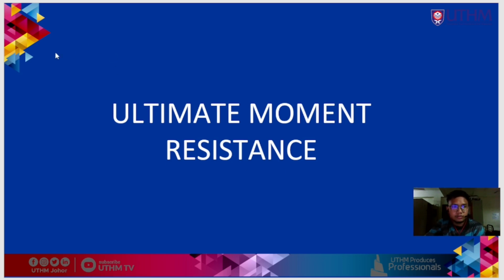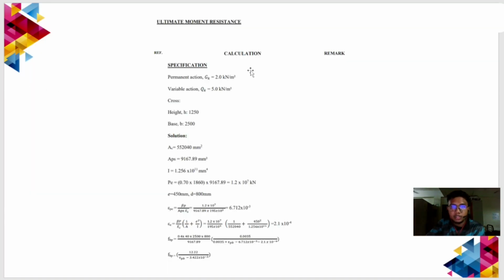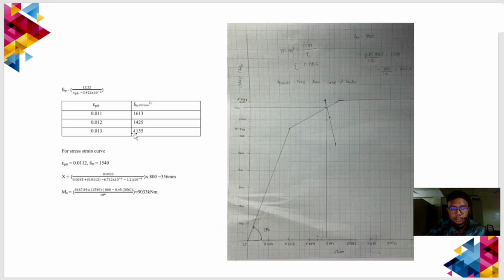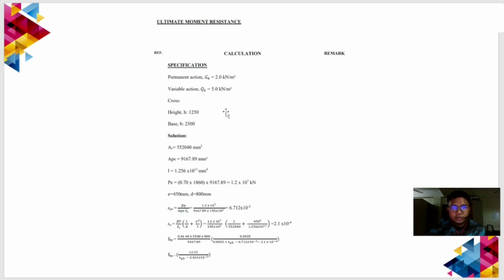So I will present the ultimate moment resistance for our project. Based on calculations, the value of moment resistance is 99,003 kNm. So the specification is based on the slide.